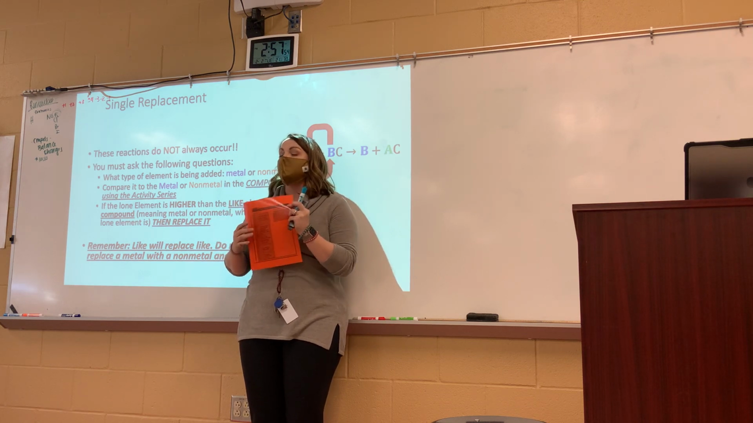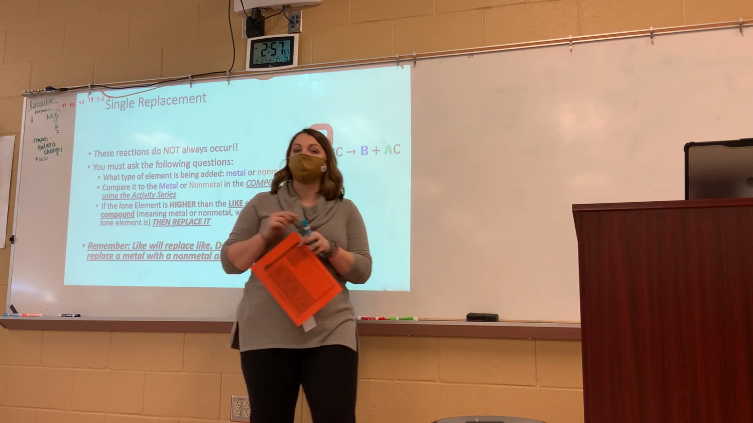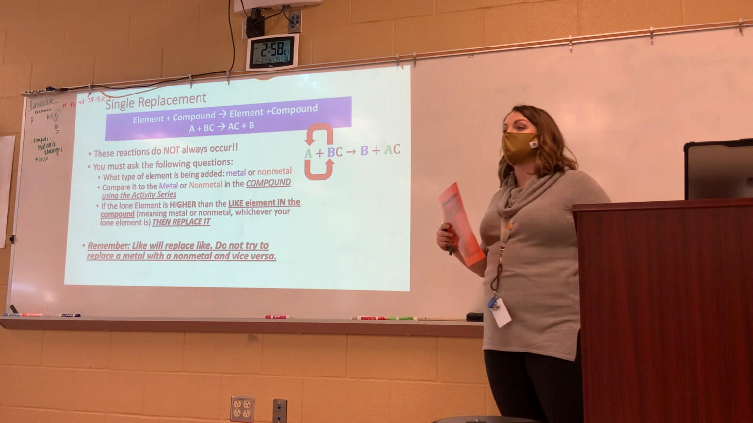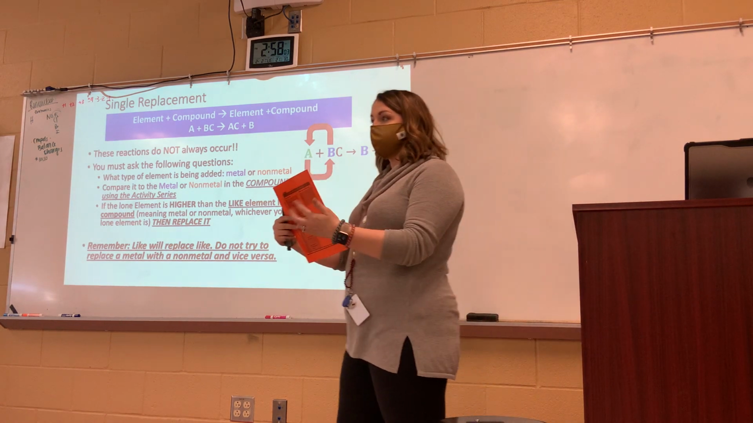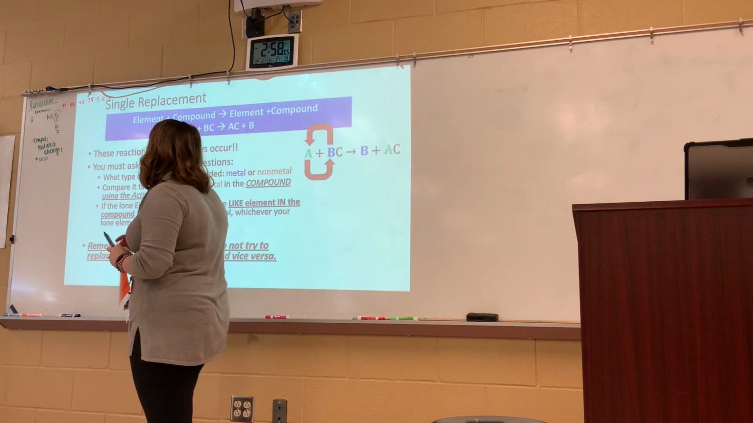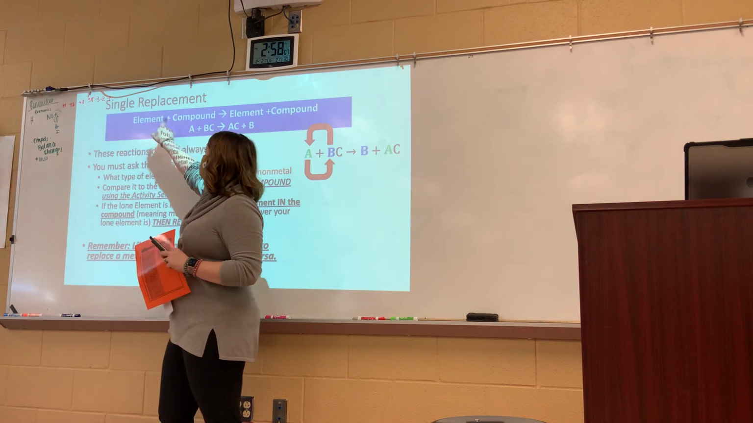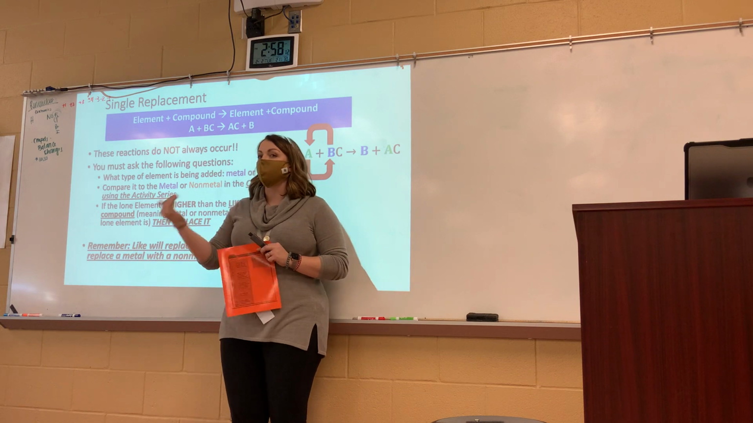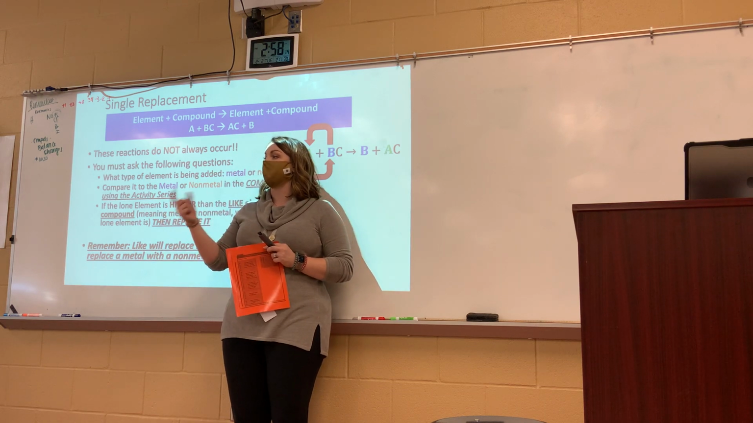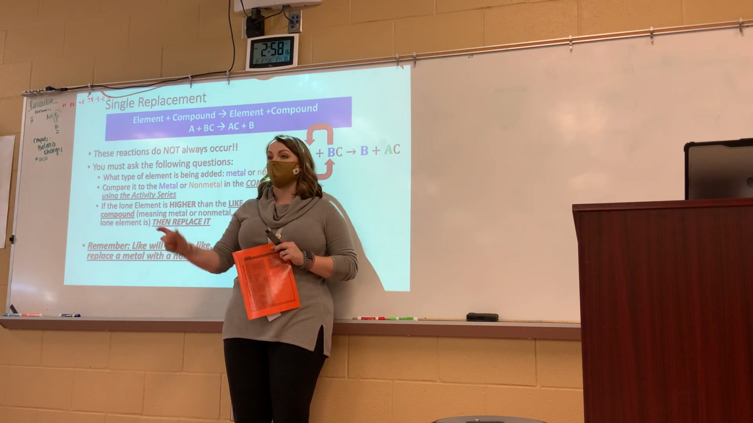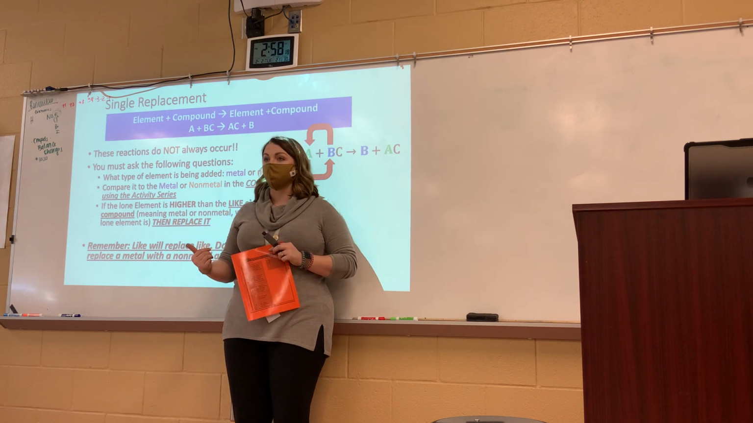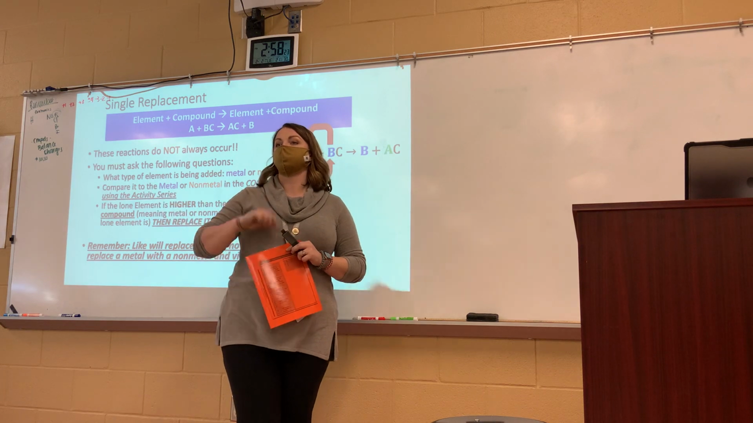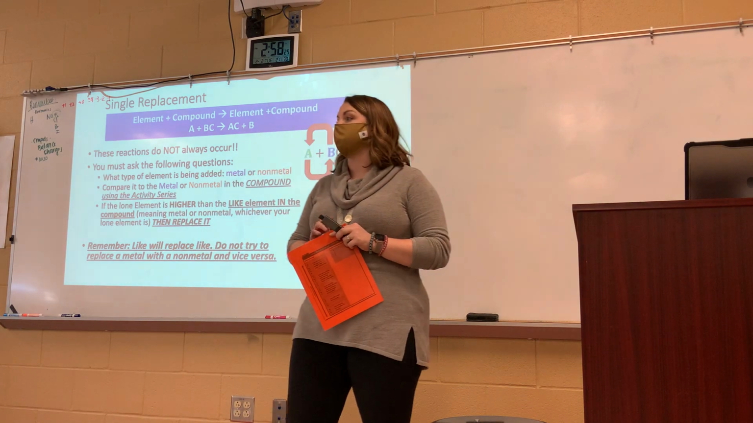So the first thing you have to do when looking at a single replacement is to figure out which column we're looking at. A single replacement will always look like element plus compound, some type of ionic compound. This is a new thing that we're looking at. The other ones were element plus element, or compound yield, or the combustion, which was very specific with carbon, hydrogen, or oxygen plus O2. So this is a new type.